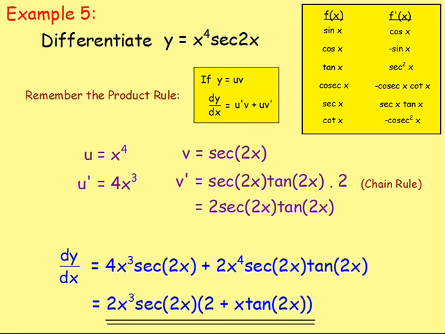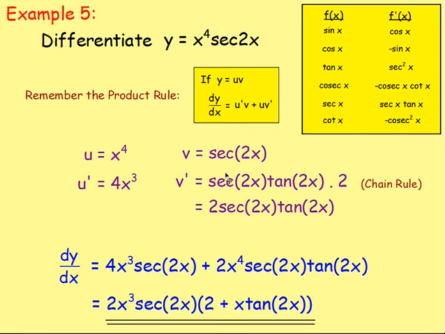There were quite a few examples on this, but again, we worked our way up to some harder examples. For this one here, example 5, we had to differentiate y equals x to the power of 4 sec 2x. But what do you notice about this one? Well, it's the product rule you're having to use. We've got x to the power of 4 times sec 2x. So you're thinking product rule, u dash v plus uv dash. So u is going to be x to the power of 4 and v will be sec 2x.